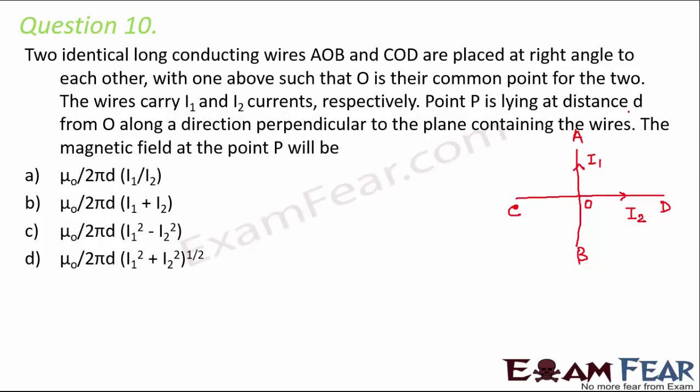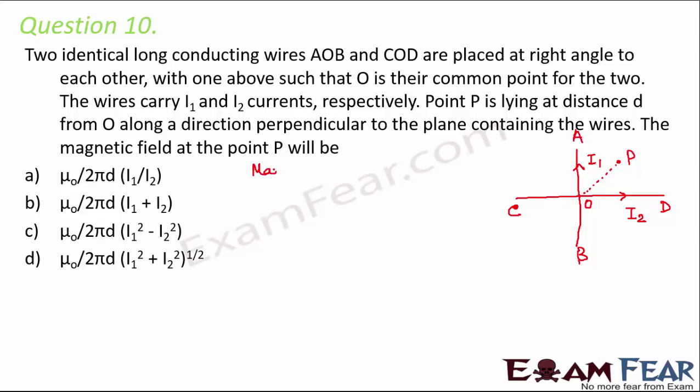Point P is lying at a distance D from O along a direction perpendicular to the plane containing the wires. So let's say at a distance of D from point O such that it is perpendicular to both of these wires. Okay, so I think you can visualize that. Let's say that this is some point P, and this dotted line says that it is perpendicular to these wires. Okay, so the magnetic field at the point P will be, let's try to calculate the magnetic field at point P due to AOB and COD separately first, and then we will calculate the net magnetic field.